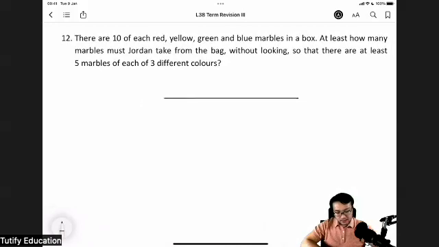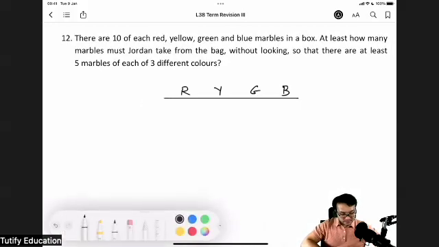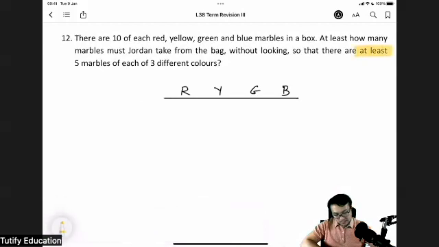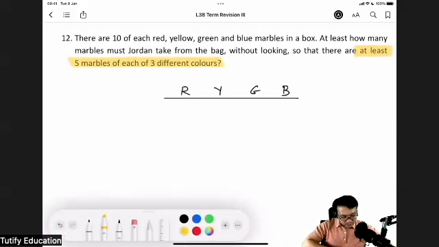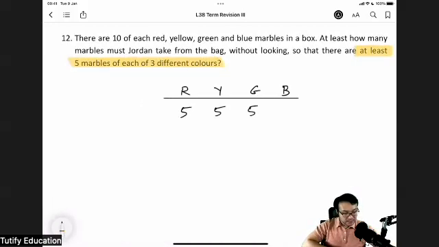This is the pigeonhole principle. You have red marbles, yellow marbles, green marbles, blue marbles. They say that you need to take at least 5 marbles of 3 different colors. Do you need to have 5 marbles of every color? No, you have to assume the worst case. You only need 3 colors, correct? You don't need all the 4 colors. But we have to assume the worst case scenario. Do you think the answer is 29?